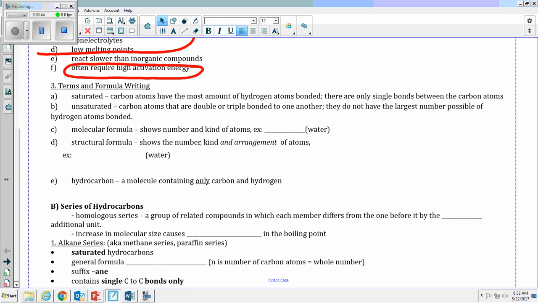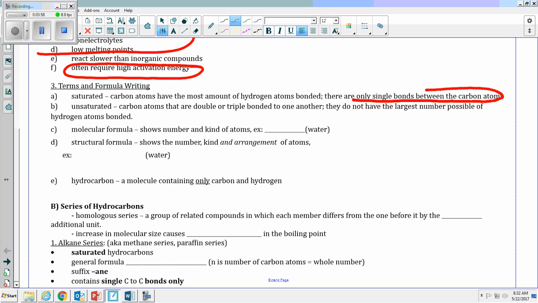So in a saturated hydrocarbon, the carbon atoms have the most amount of hydrogen atoms bonded. The way that you can recognize that in a formula is that there are only single bonds between the carbon atoms. Only single bonds. If you have any other type of bonds, such as double or triple bonds between the carbon atoms, again, this is only between carbon atoms, then we call those kinds of compounds unsaturated.